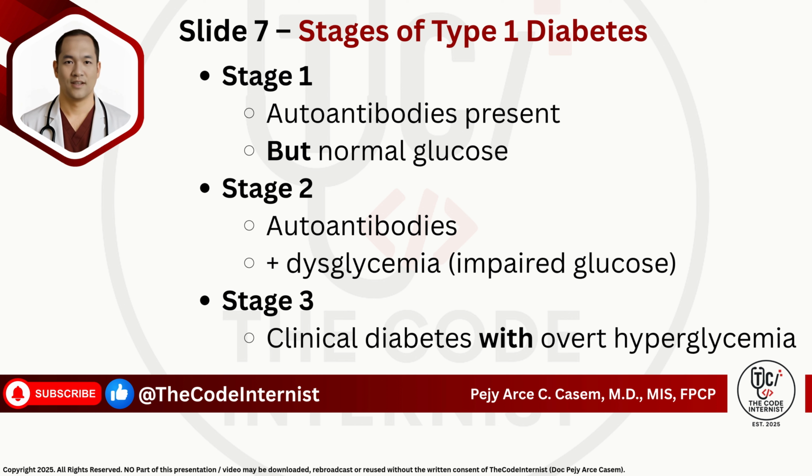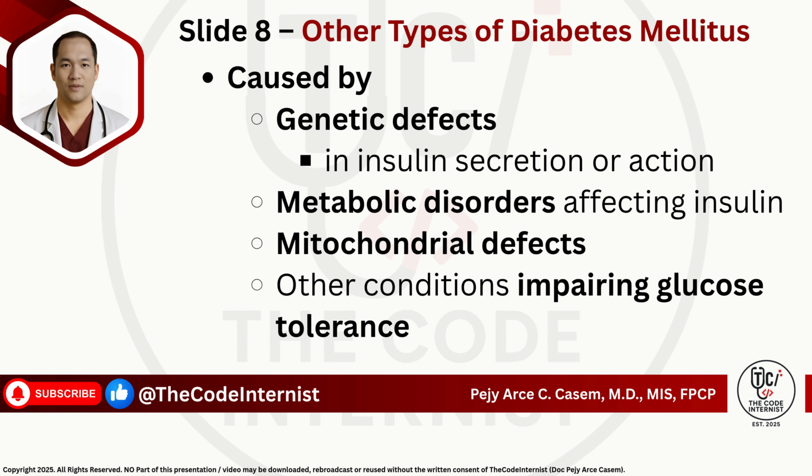While type 1 and type 2 are the most common, there are many other less common causes of diabetes. Some people have genetic mutations that affect insulin production or how insulin works. Others may have metabolic or mitochondrial issues that interfere with the normal regulation of blood sugar. These are important to recognize because they might not follow the usual patterns of type 1 or type 2 diabetes and could appear much earlier or behave differently.